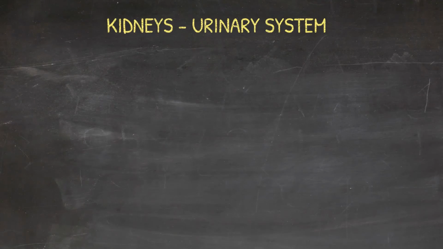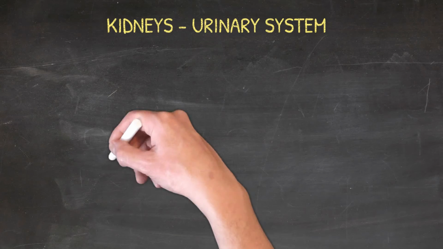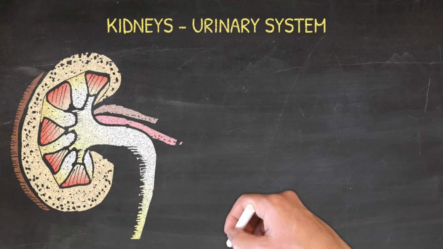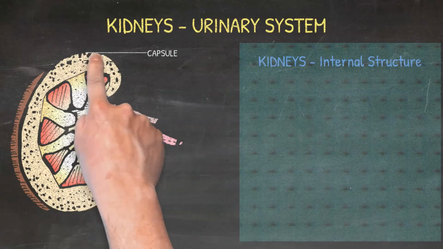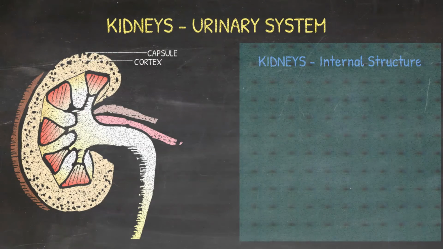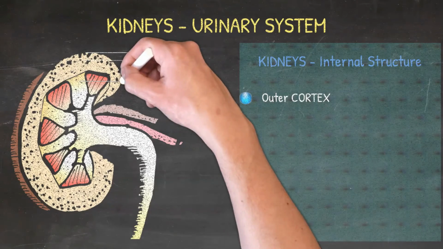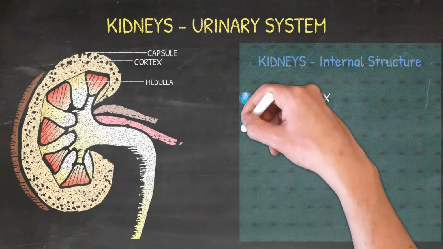Now let's talk about the internal structure of the kidney. A longitudinal section of the kidney shows us two main regions. The outer part, as shown in the figure, is called the cortex and is darker, and the inner part is called the medulla, which is lighter.